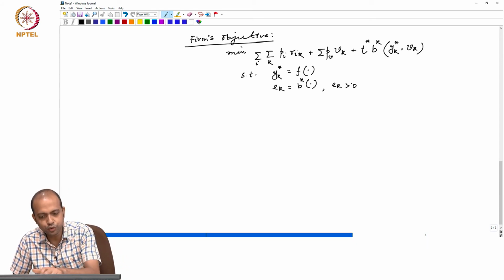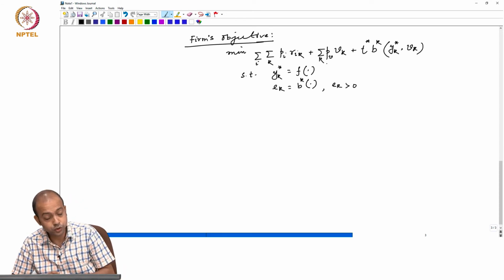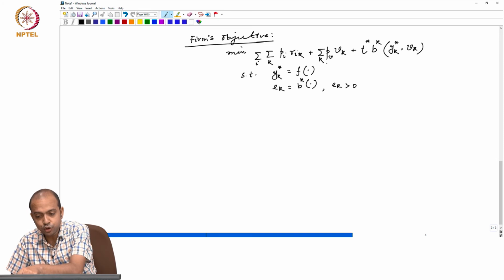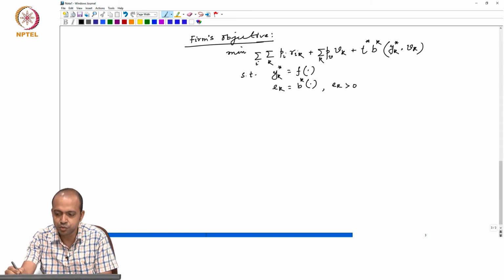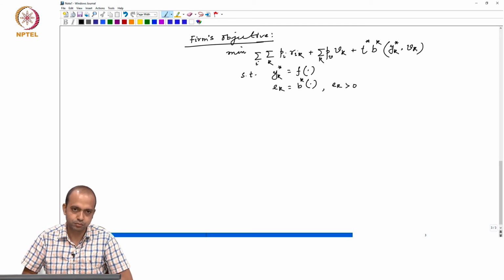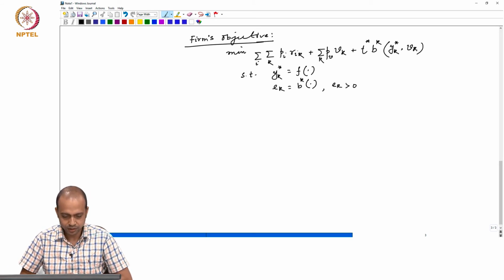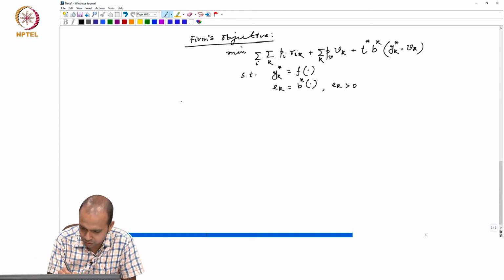The first two components were there in the social planner's objective also. This additional component is the tax T star multiplied by the amount of emission, which is decided by your optimum level of output and the abatement input that you are going to use. Right, so again the Lagrangian function for cost minimization.